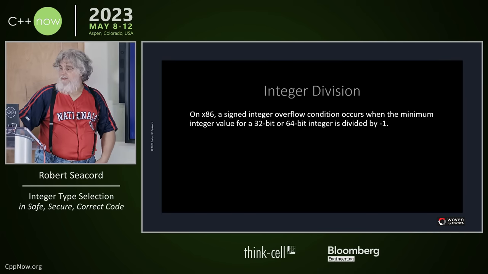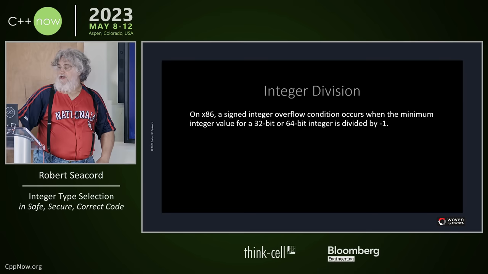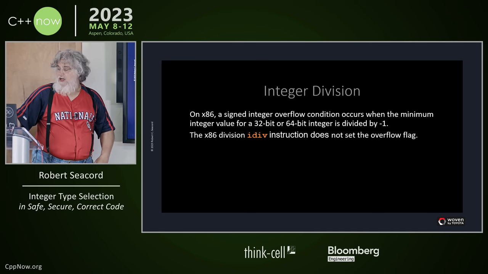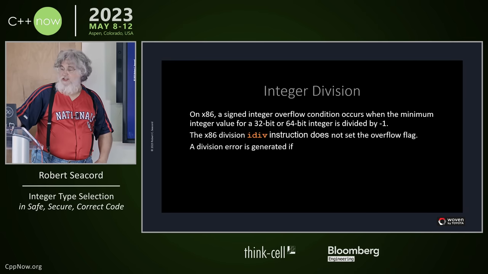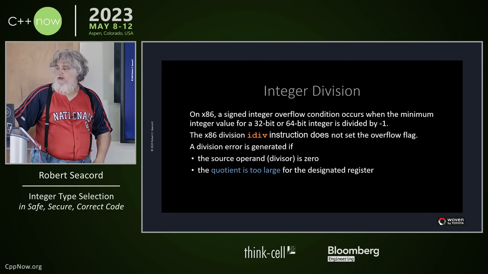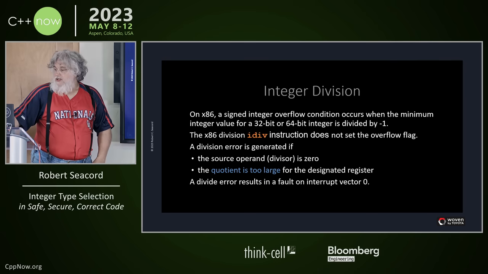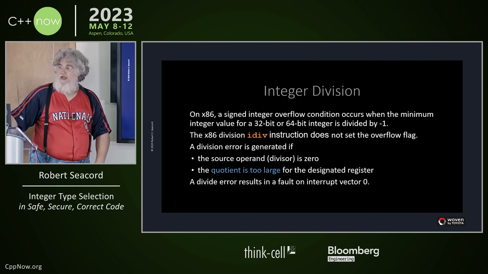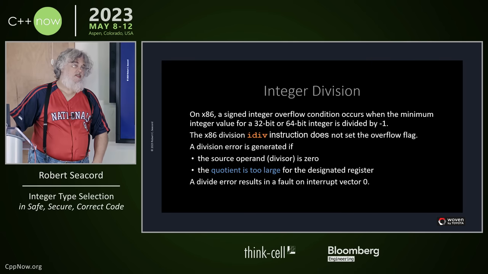So for x86, for example, if you take a 32-bit or 64-bit integer and divide it by -1, you get an overflow that uses the IDIV instruction. It doesn't set the overflow flag. Instead, it causes a division error, if either you have divide by zero or you've got overflow, right? The quotient can't be represented. So a divide error results in a fault on interrupt vector zero. So basically, integer overflow on division on x86 processors traps.